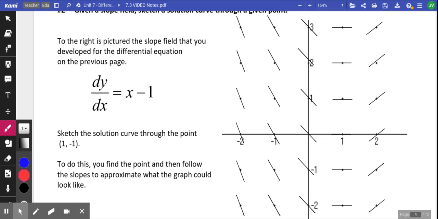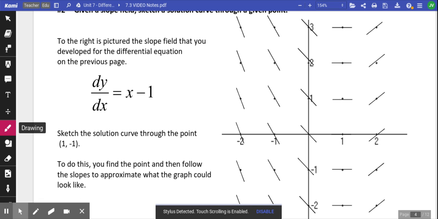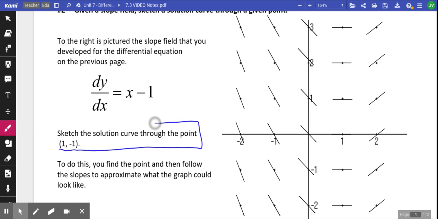In this example, we're given that slope field that we took a look at in example 1, and we also have the differential equation dy/dx is equal to x minus 1. And here what we want to do is sketch the solution curve through the point (1, -1). So (1, -1) is down here.